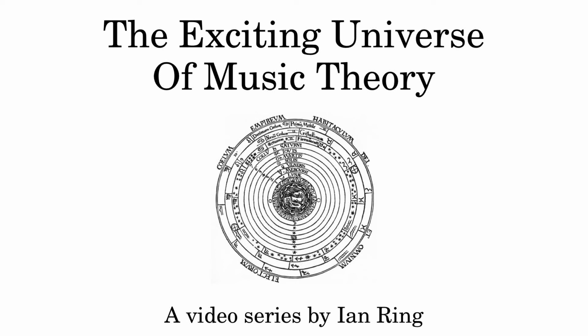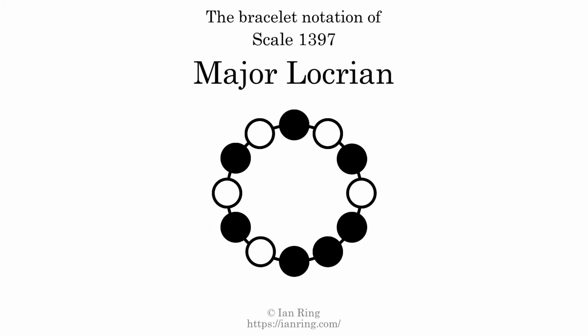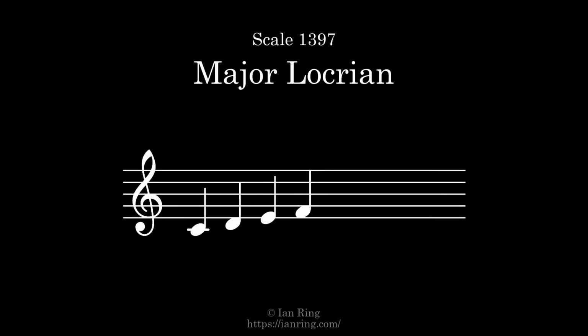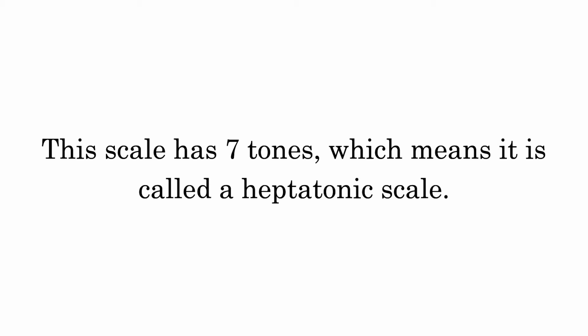Welcome to the exciting universe of music theory. Are you ready to learn? Then let's begin. Today we will talk about Scale 1397, Major Locrian, which sounds like this. This scale has 7 tones, which means it is called a heptatonic scale.